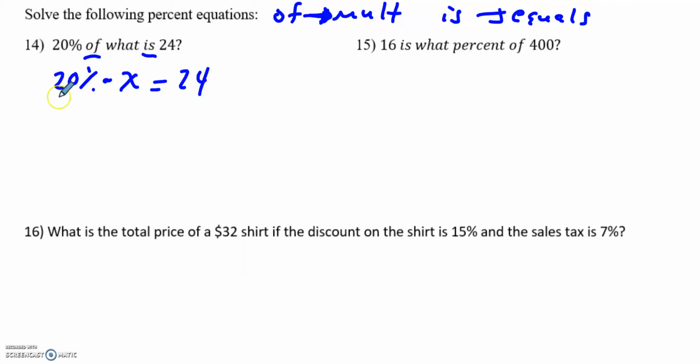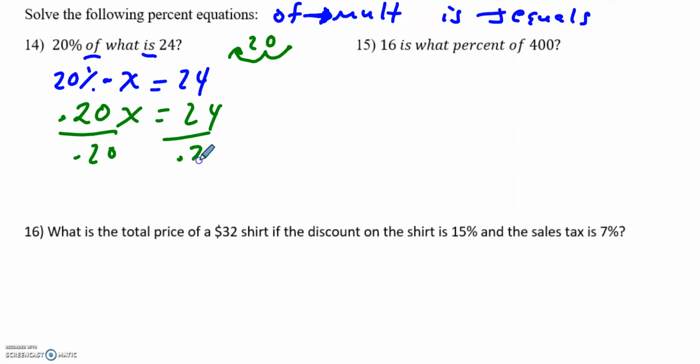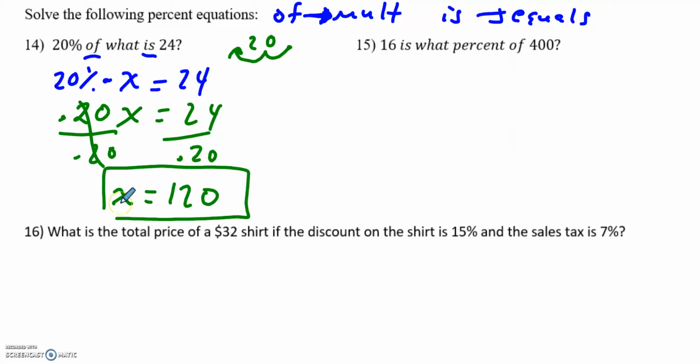Now remember, 20% is not a normal number yet. If you want to take the percent symbol off, you have to move the decimal over twice to the left. So this really becomes 0.2 or 0.20 times x equals 24. And if your goal is to figure out what this number is, you would divide both sides by 0.2 or 0.20. And if you do that, you would get that the unknown number you're looking for is 120. So 20% of 120 is 24.